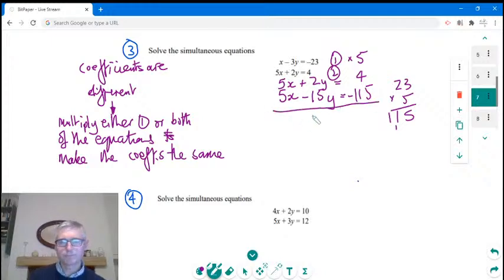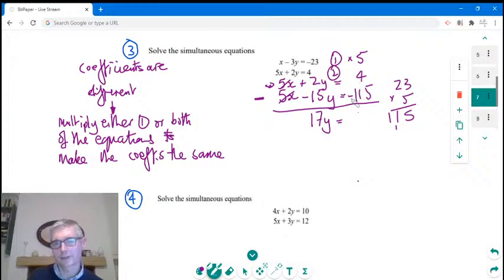So now if I subtract the second one I've created from this one, because the coefficients of the x's have the same value and the same sign, I'm going to take away. So the x's will disappear. We'll end up with 2y minus 15y, but it's take away minus 15y. So that becomes 17y.